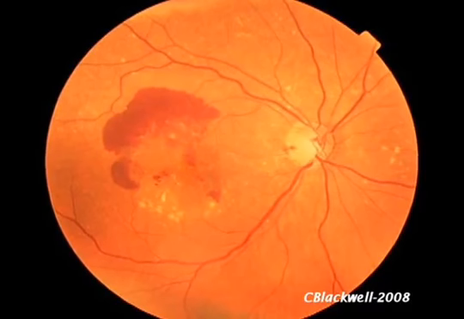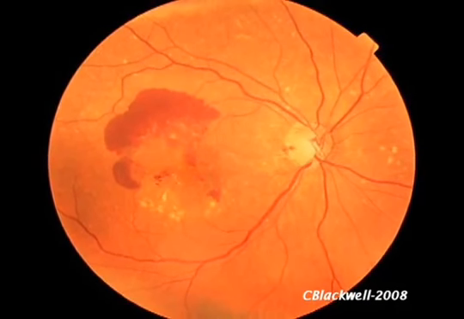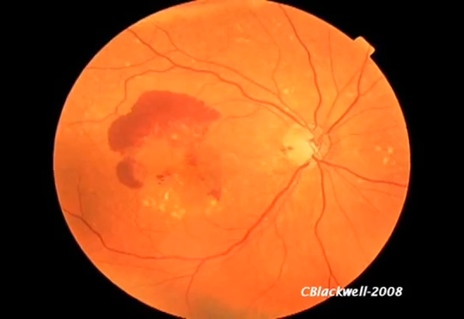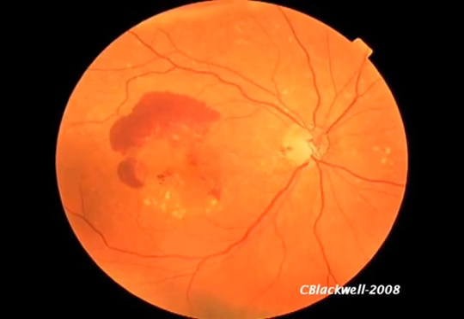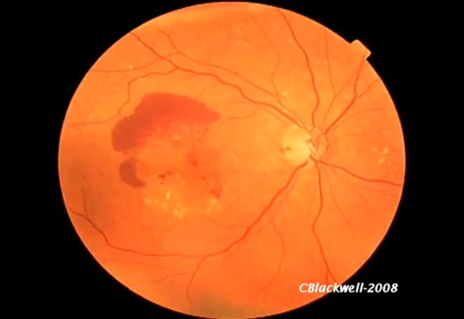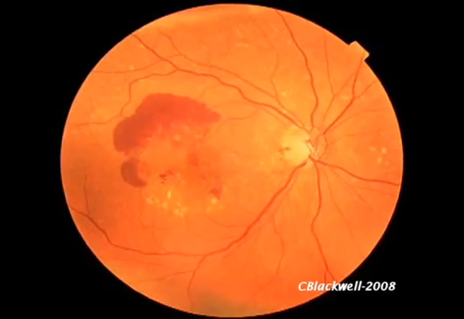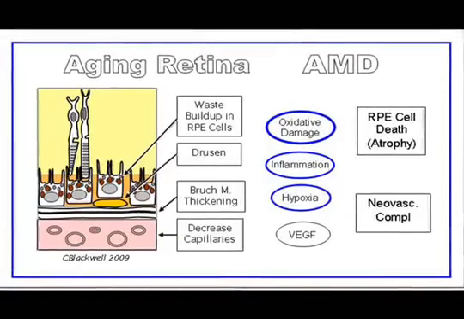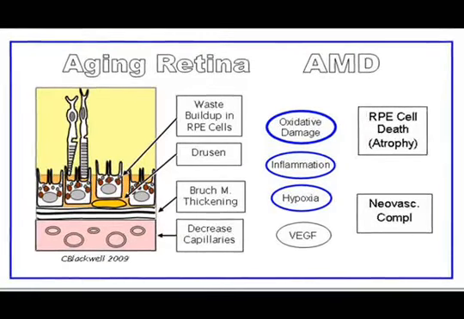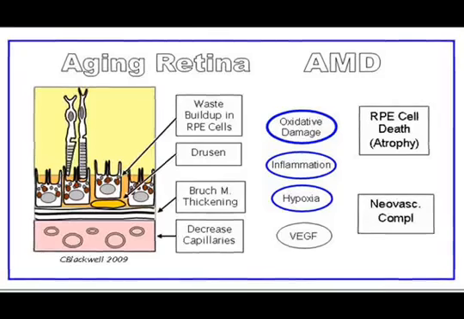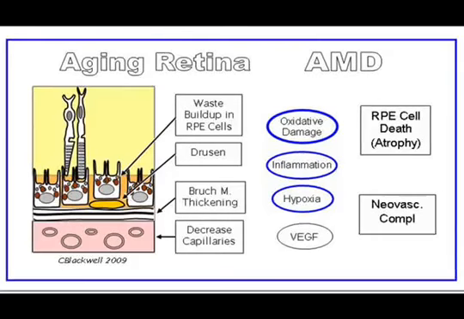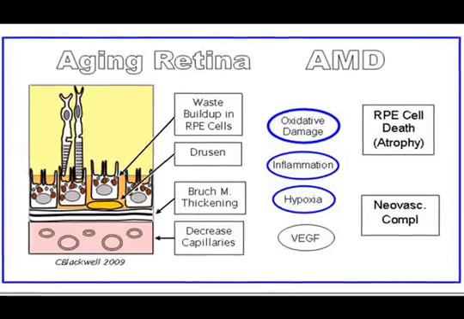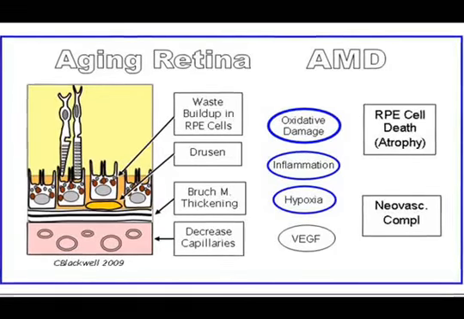Why is this a big deal? Because the dry kind usually progresses very slowly over many years of time, but with the wet kind, the leakage causes a large decrease in vision over a short period of time, like a few weeks. Now, let us go back and look at the steps affecting the transition between the aging retina and macular degeneration. The steps in the aging process that mediate damage involve oxidation, inflammation, and reduced blood supply.